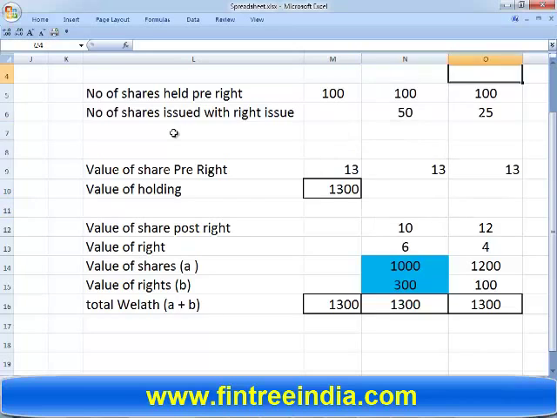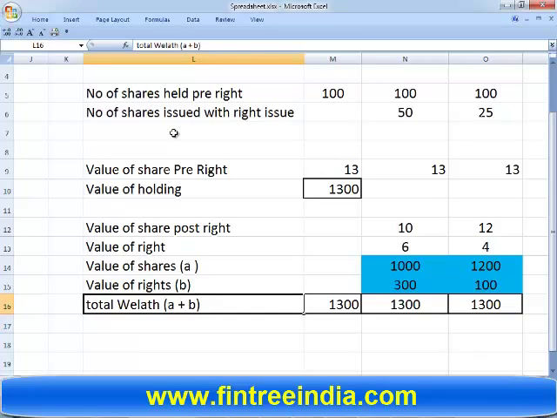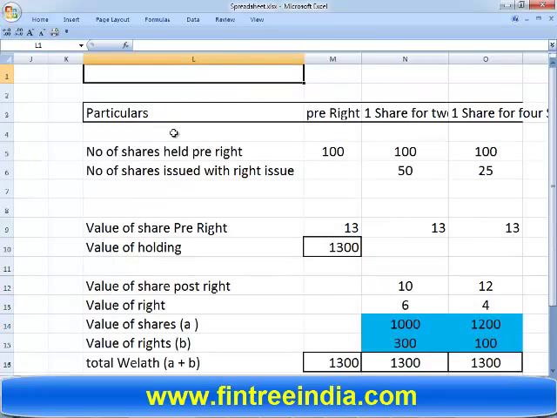Same logic here: you had 100 shares, each is now worth 12 rupees, so valuation 1200, but you have 25 rights which are worth 4 apiece, so that is worth 100. Again your total wealth is the same, 1300. Is it clear? Should we move on to the next question?